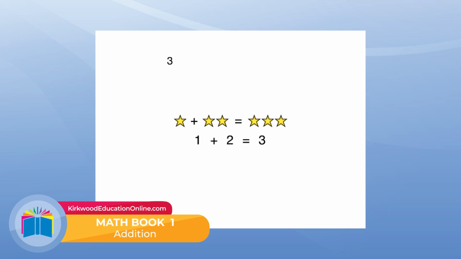Now please look at the equation on your computer screen and in square number 3 in your workbook. 1 star plus 2 stars. You're going to add them together. You're going to regroup them. And when you do that, it equals 3 stars. Now let's do it with numbers. 1, which stands for 1 star, plus, add together, 2, which represents 2 stars, equals 3, represents 3 stars. Do you see that? That's what addition is.